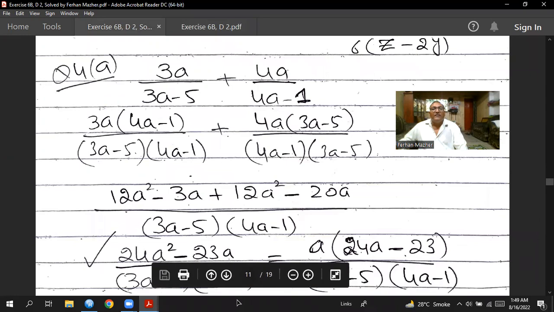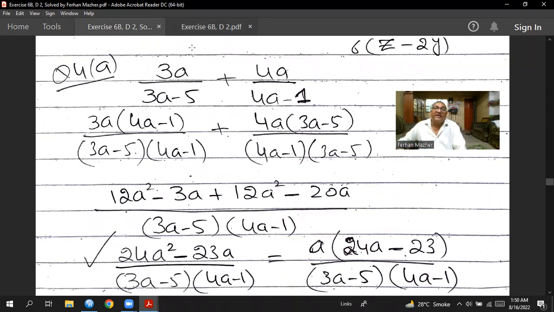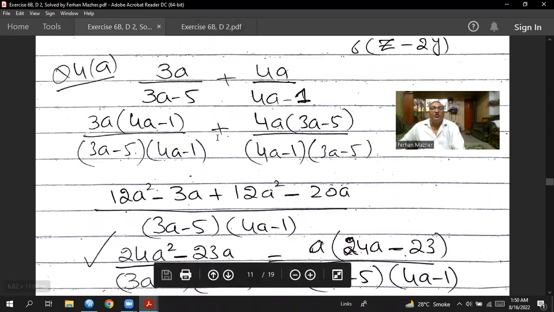So you can see what we have done here. I multiplied this fraction, numerator and denominator, both with the bracket 4a minus 1. And in this second fraction, I multiplied the numerator and denominator both with the bracket 3a minus 5. Downstairs, you can see now the denominator is exactly the same in both of them. So I can write a single fraction, and this denominator will be in the denominator here.